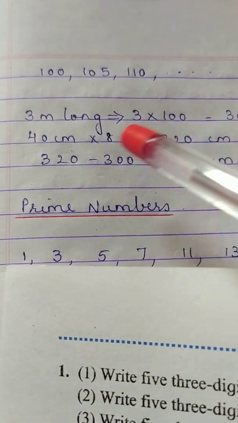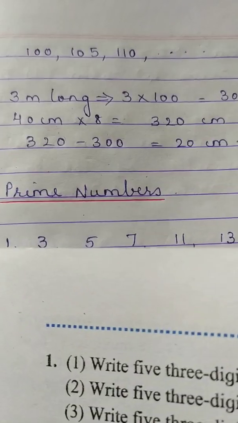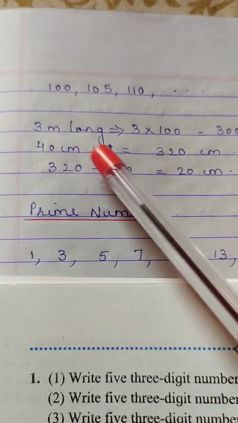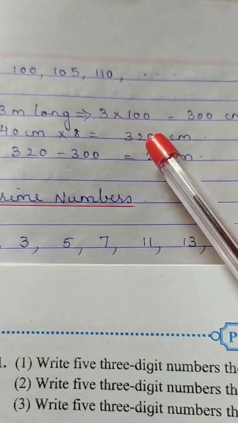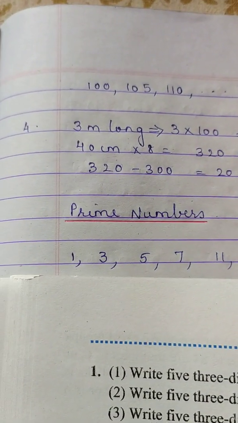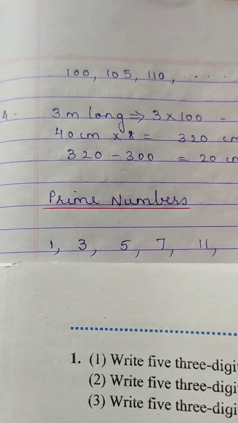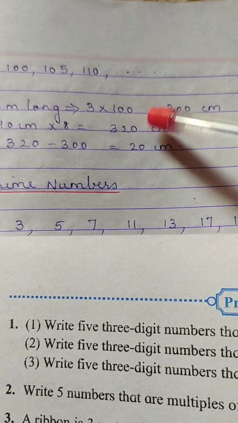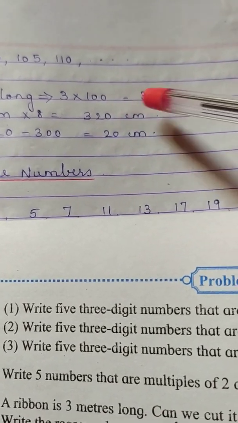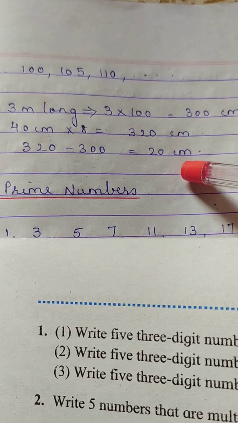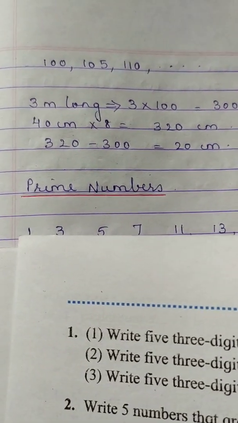If I need to cut it into 40 centimeter long, 8 pieces. So 40 centimeter into 8, 40 into 8 is 320 centimeters. So you have been asked by how many centimeters is the ribbon shorter than the length that I need. Now this is the length that I need. This is what I have. So by how much is it shorter? 320 minus 300, which is 20 centimeter. Okay. This is how I do that question.